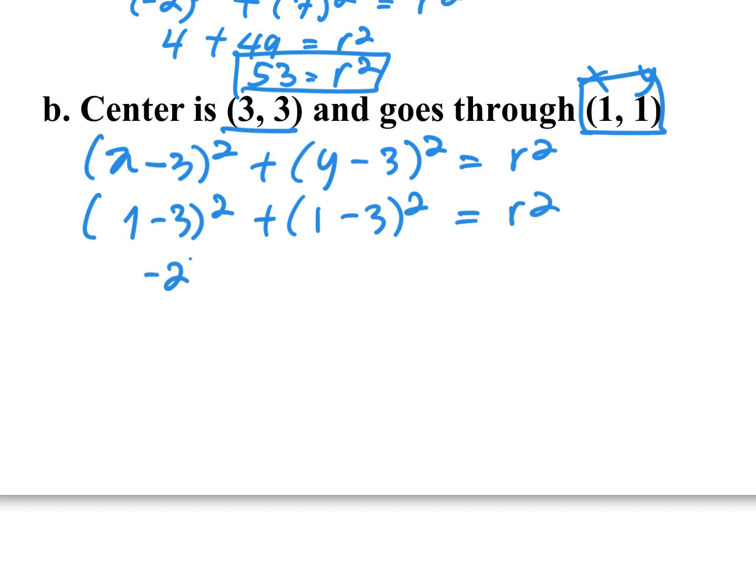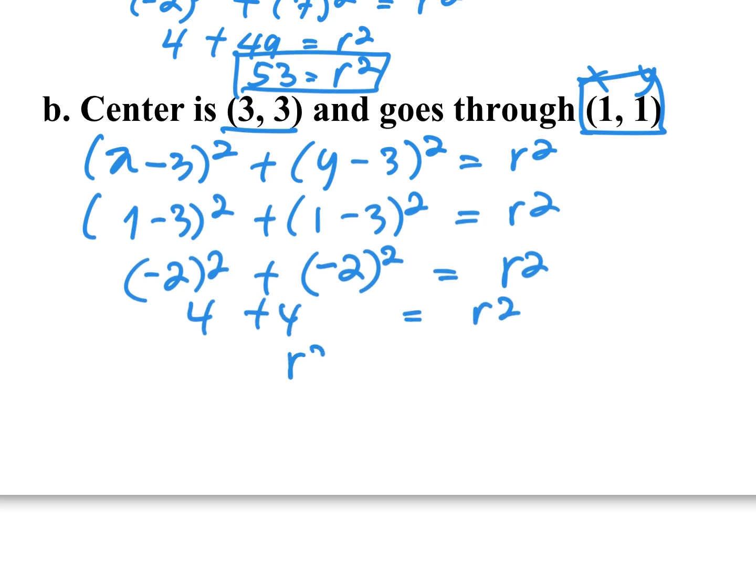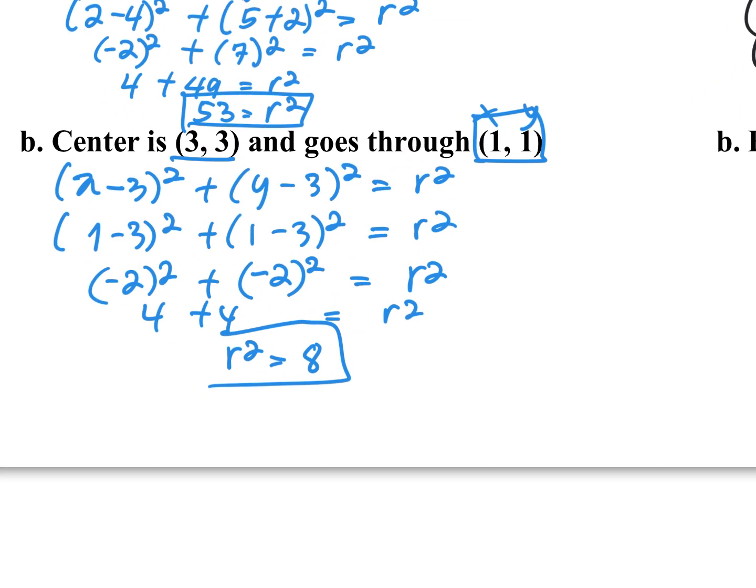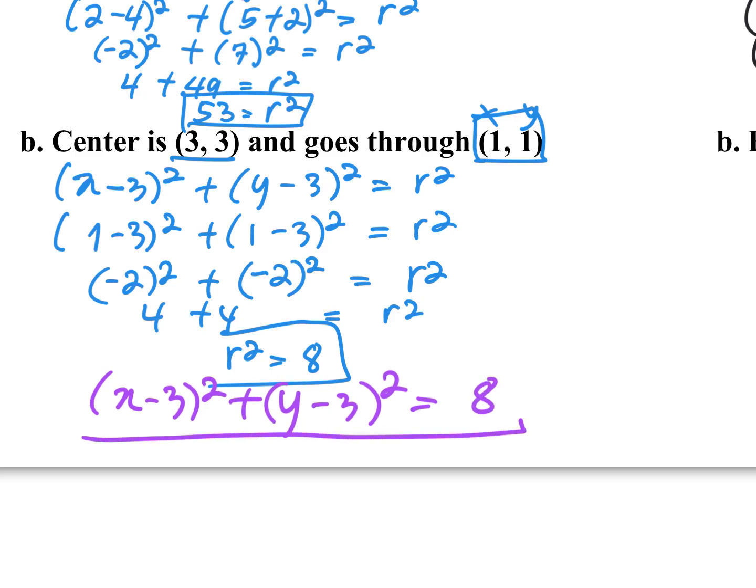1 minus 3 is going to be −2, squared. 1 minus 3 is still the same, −2 squared, is equal to r². That's going to give you 4, and then 4 plus 4, therefore my r² here is going to be 8. So the equation of the circle now is going to be (x − 3)² + (y − 3)² = 8. That is your answer in here.